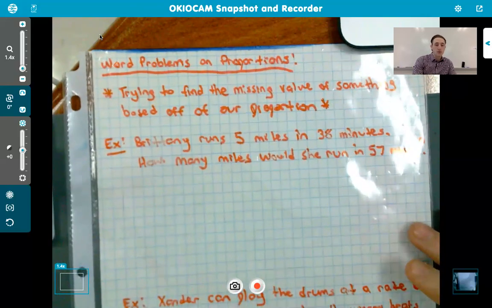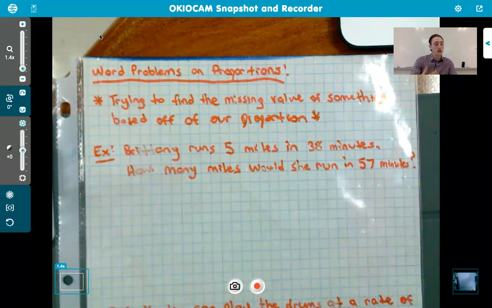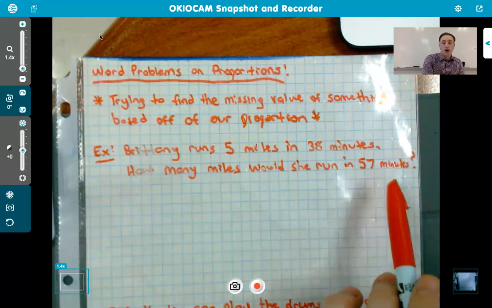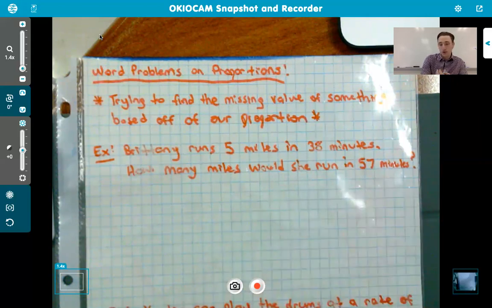So we're going to see a couple examples here. I'm just going to walk you through two, and we're going to be able to set up a proportion based off of our situation and then determine, given that, what would the rate be moving forward? Okay. So for example, Brittany runs 5 miles in 38 minutes. How many miles would she run in 57 minutes? So they give us one situation, a length and a length of time, and we're going to use that to form a ratio and proportion to determine how much distance would be traveled in a separate length of time.